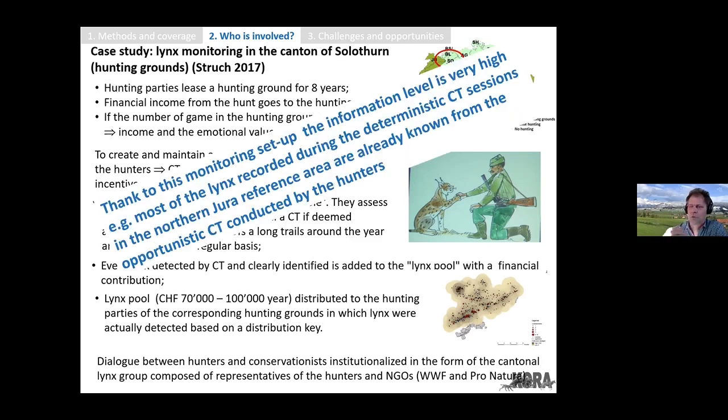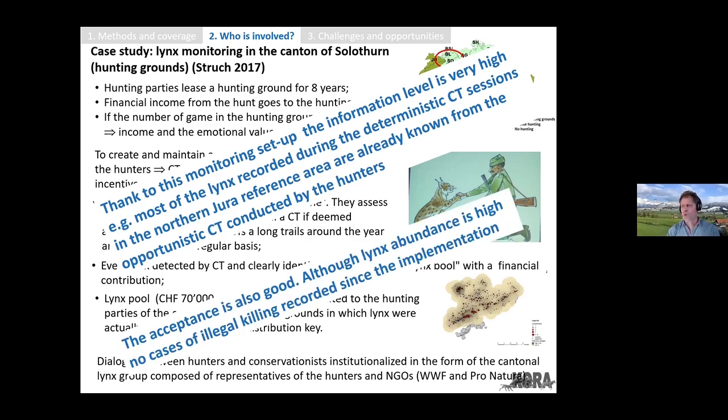And just to provide you some information about the success of this lynx group or this system: thanks to this monitoring setup, the information level is really very, very high. For example, when we do deterministic camera trapping, all the lynx that are detected, so this is really a robust method, were already known, most of them, from the monitoring conducted by the hunters. And the acceptance is also good, even though the density is quite high. We have no cases of illegal killing recorded since the implementation.